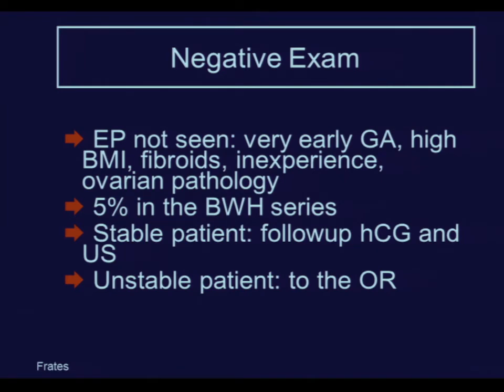What about a negative exam? What about the patient who has no ectopic found, no intrauterine pregnancy found? What could the explanations be? Well, one is that it's a very early gestational age and there's an ectopic out in the fallopian tube, but just as we can't see an intrauterine gestational sac before 5 weeks, we won't be able to see all ectopics before 5 weeks as well. Patients with a high BMI, fibroids, ovarian pathology, all of those things could obscure an adnexal mass, and inexperience of the examiner is of concern as well. We had 5% of the patients in our series of proven ectopic pregnancies with a completely negative ultrasound.